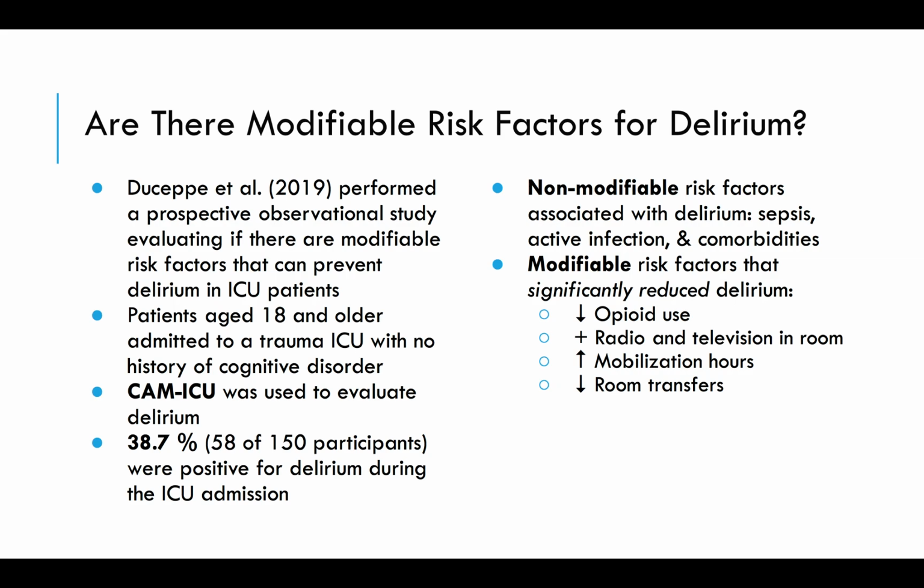And some modifiable risk factors were decreased opioid use, trying to use other therapeutic options such as heat, cold, or music therapy, ensuring there's a radio and television in the room, increasing mobilization hours by having physical therapy see patients so patients aren't bedbound for hours to days or even weeks at a time, and decreasing room transfers, trying to cut down on transferring patients out at midnight, at 3 a.m., so that way they can get a good night's rest.